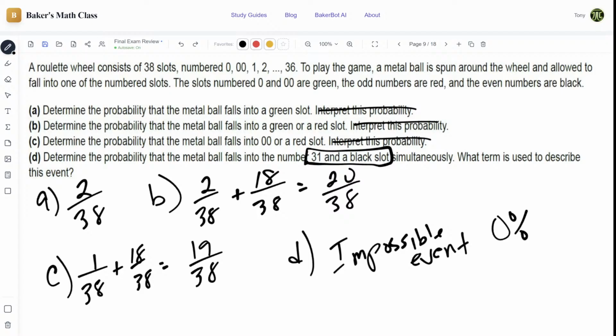What's the probability that it's falling into red or black? 36 over 38. Okay, that actually has a probability. It is not 100% because there are those green ones. But read carefully, because if it's 30 and a black slot, that can happen, because 30 is black, so that would have been 1 out of 38. So make sure you're reading exactly how it's written, because that actually will make a difference in the questions.